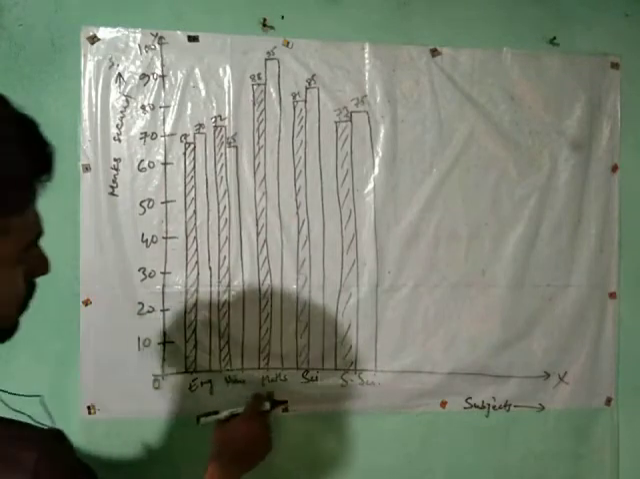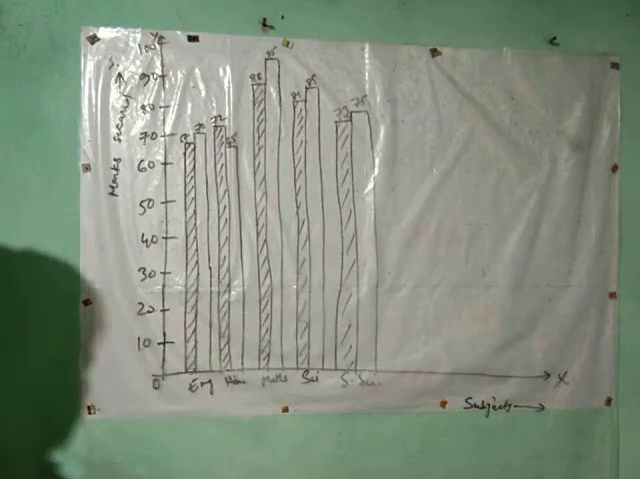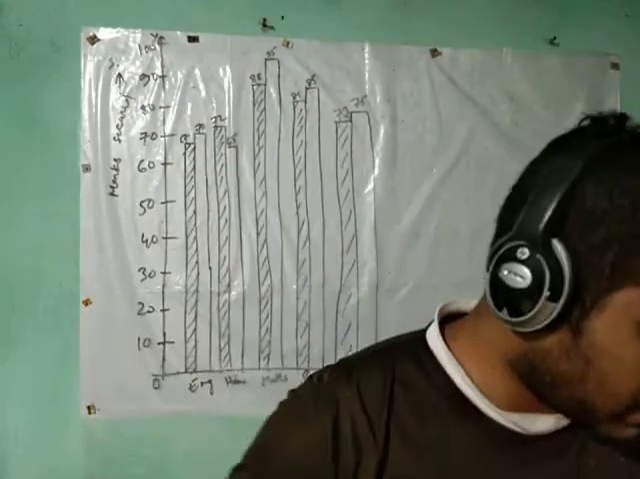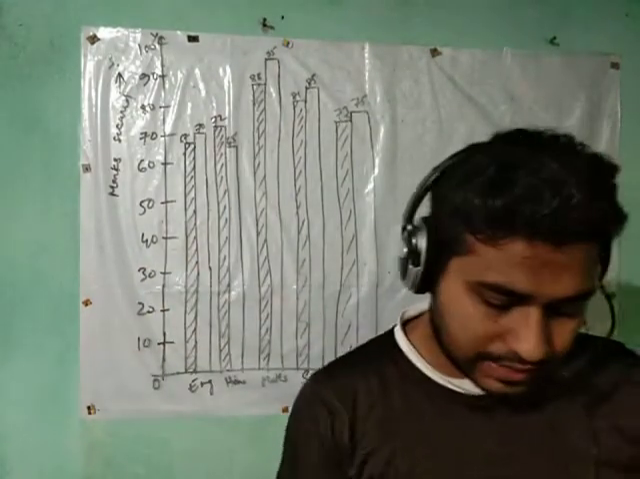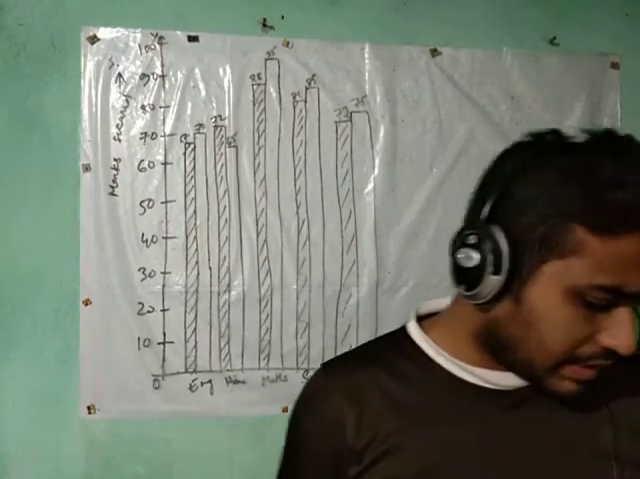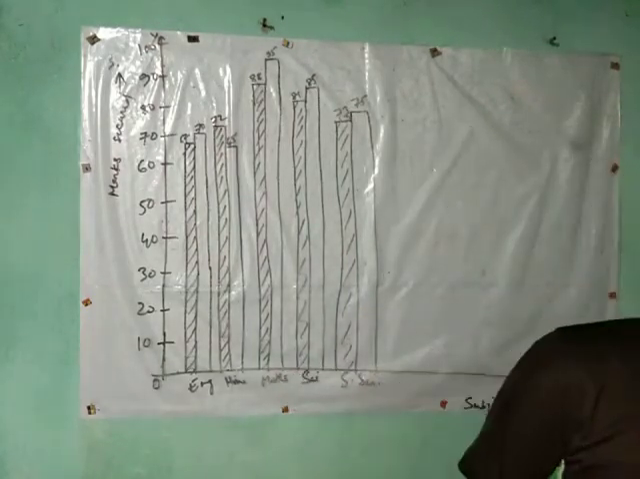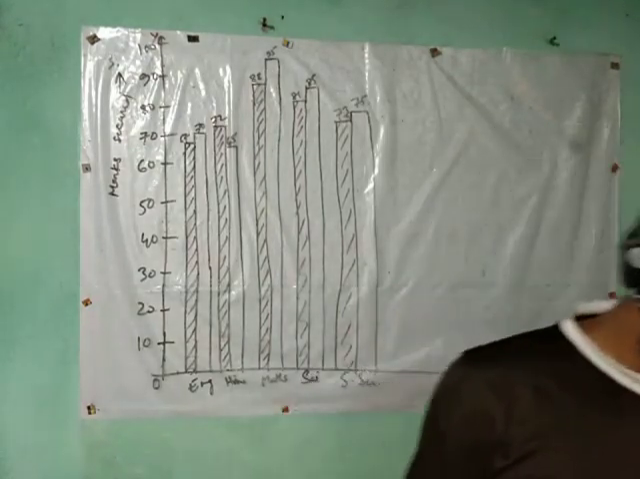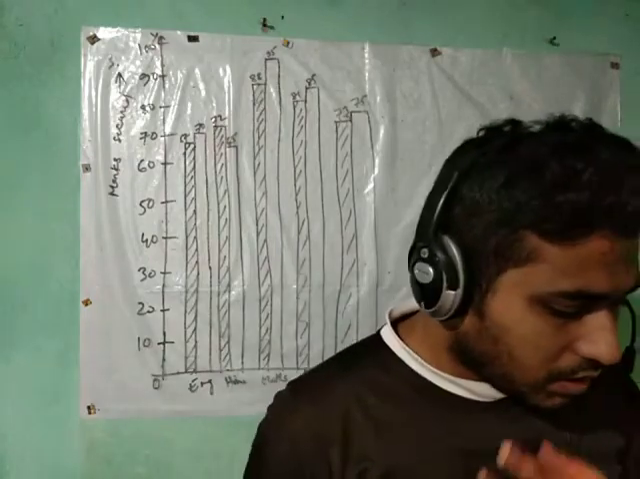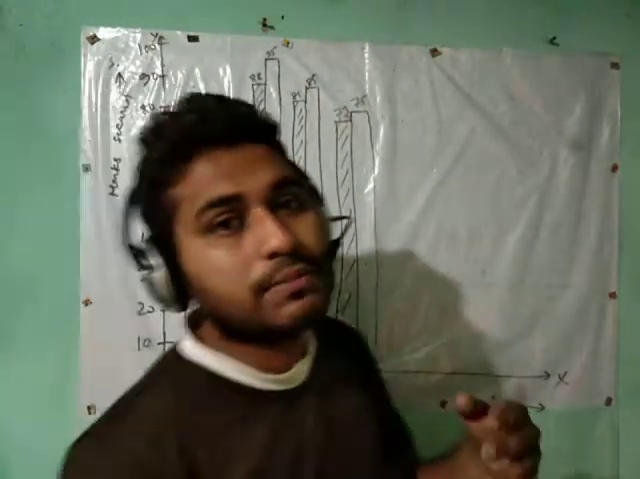So 1, 2, 3, 4, 5 subjects. So here also 5 subjects were given. Now give the answers of the given questions. In which subject has the child improved his performance the most? Improved. First term, improvement, what is meant by improvement?